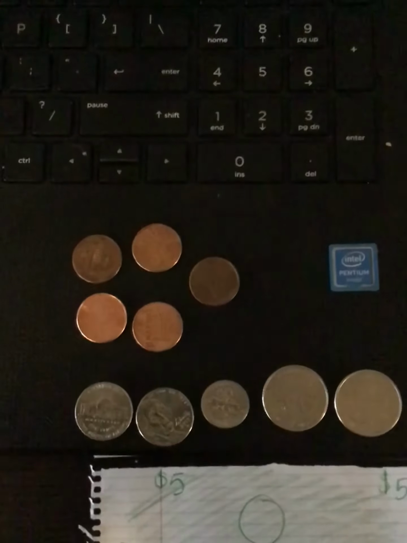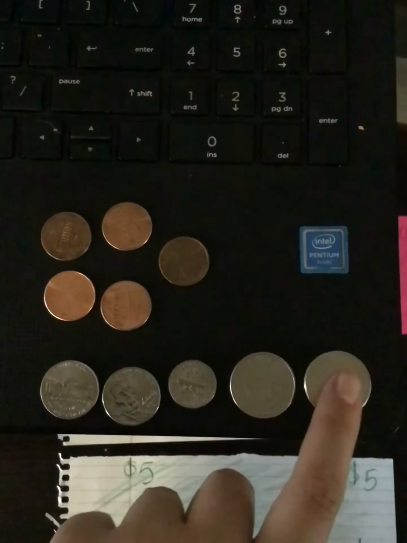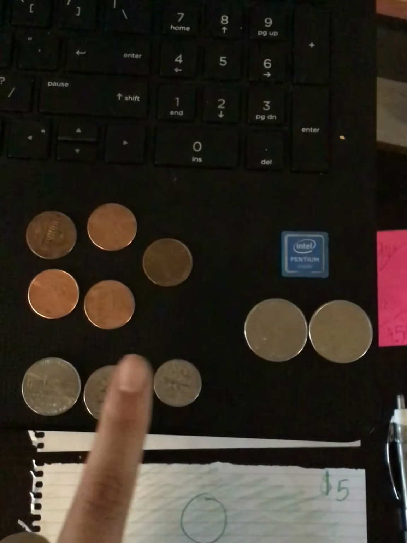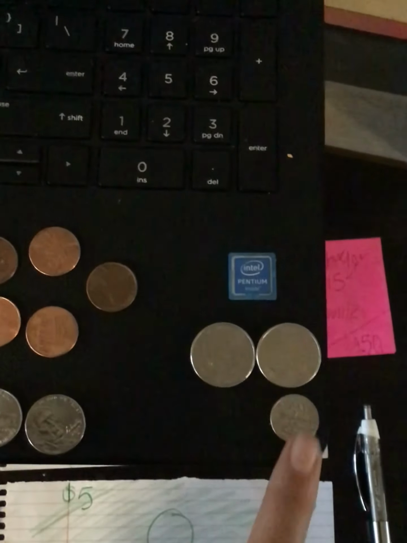So here is my change. Here's my 25, 50 with my 2/4, my dime, which is 10 cents.